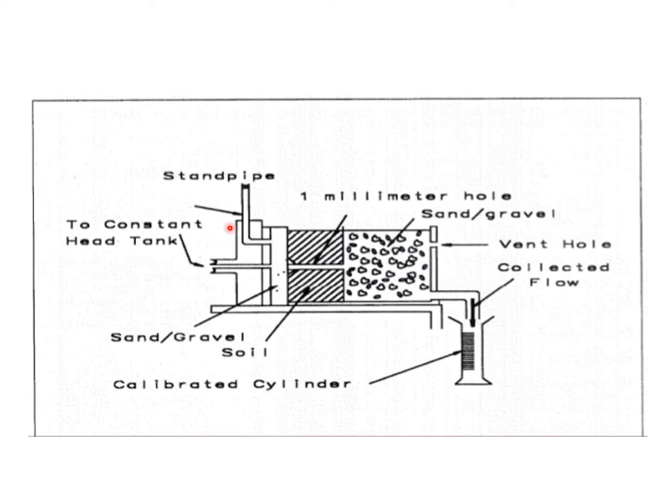So this is the schematic diagram. So this is for the constant head tank. It will be connected to the constant tank. Standpipe is there, and you can see that this is the soil, and a small hole has been generated through that. And over here we are having the sand or gravel. Here again we are having the sand and gravel, and from this we would be able to collect the fluid which is coming from this tube.